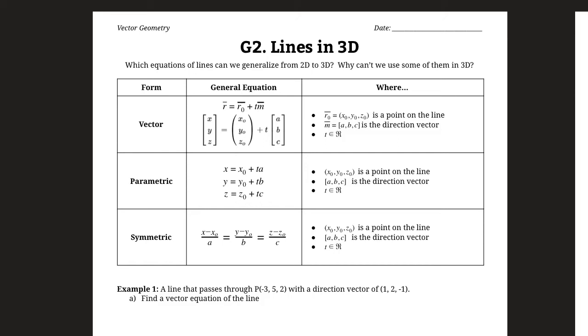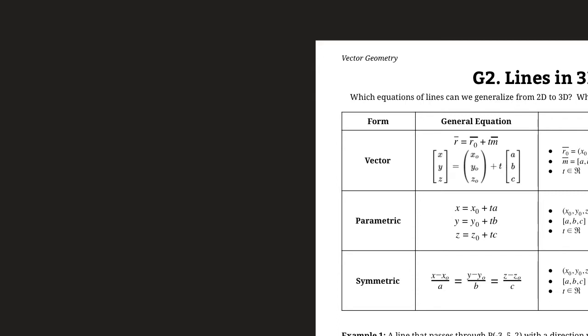So we've learned about lines in 2 dimensions. What about lines in 3 dimensions? Well, by now we know that vectors can be expressed in 2 dimensions, something like that, or in 3 dimensions, something like that, right? Vectors can have any dimension.